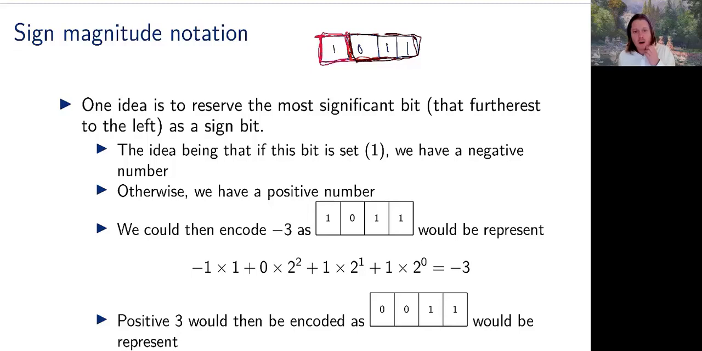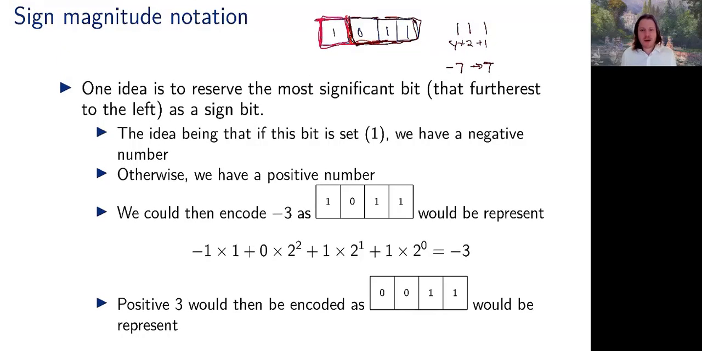So notice that 1 bit is being used exclusively to communicate whether the number is positive or negative, which now means that using sign magnitude notation, the range of values that we could represent would be positive and negative 1, 1, 1, which is going to be 1 plus 2 plus 4, or in this case, 7 to negative 7.